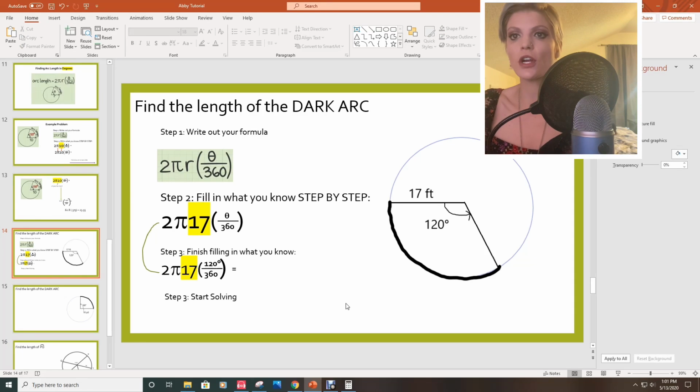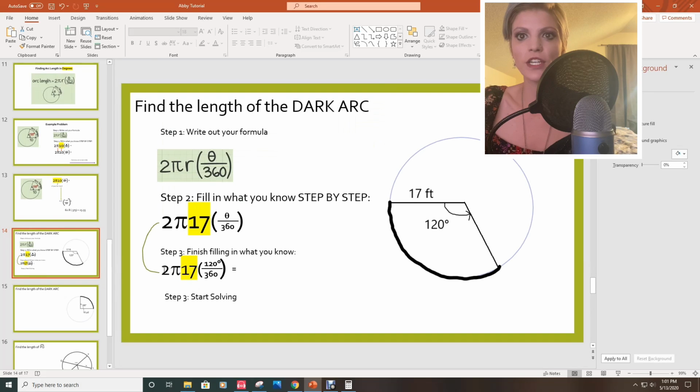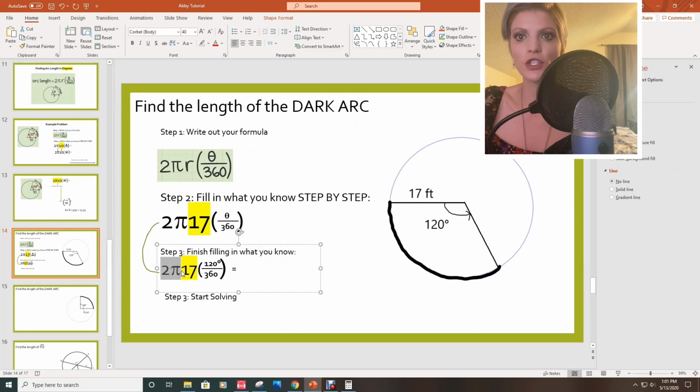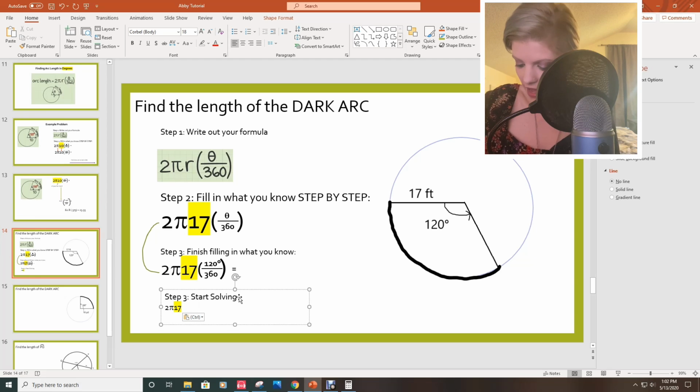Now I'm going to start solving. If you remember when we were talking about it up here, we said that we solved it piece by piece. We solved this first piece first, this 2 times pi times 10. In this problem that we're working on right now, we're going to solve this portion first, this 2 times pi times 17. Let me copy it and start solving. There you go, 2 times pi times 17. And I'm going to write it on my paper as well.